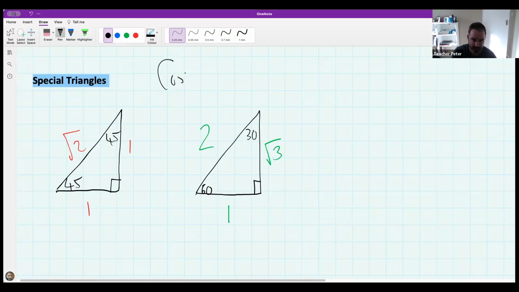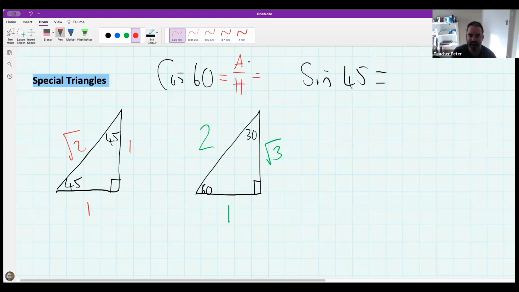So if I say to you, without a calculator, tell me what the cos of 60 is, or without a calculator, tell me what the sine of 45 is. Without a calculator, you need some physical representation of these numbers. So what is cos of 60? It's just A over H. But now I need values for A over H or x over r.